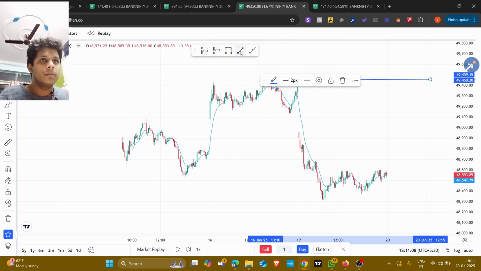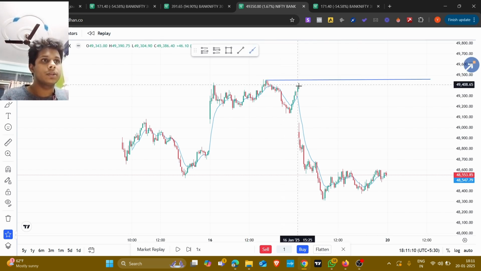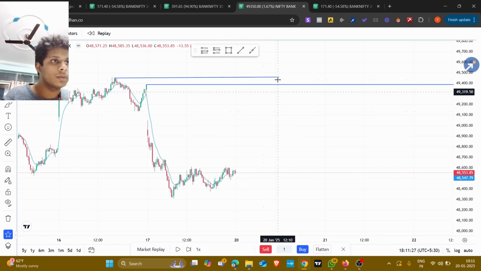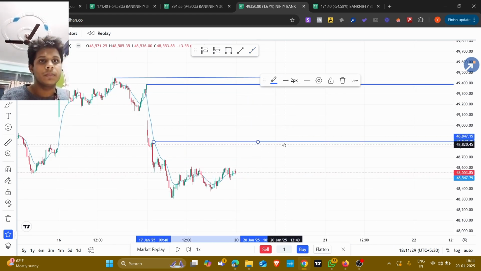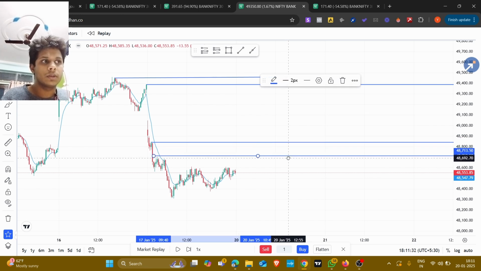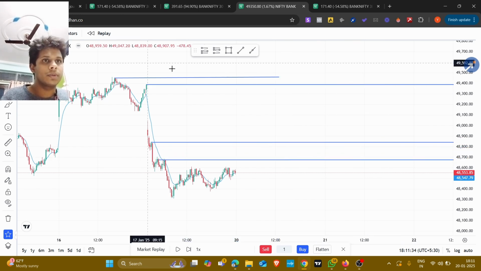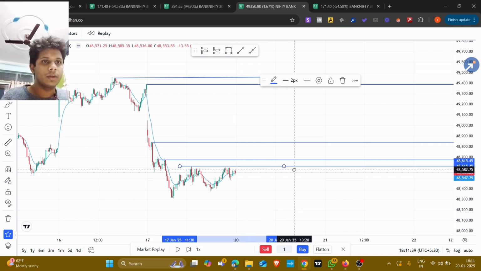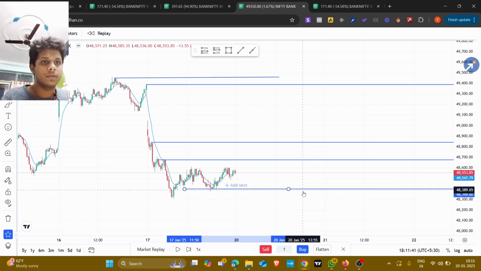Okay, so this would be my support and resistance. I'm just gonna copy and paste the key levels. Need pretty straight. Okay, cool. And then we're gonna do the same for this. Okay, yep. So these are my key levels. Same for the support levels.